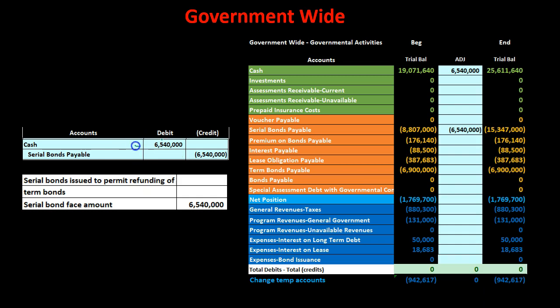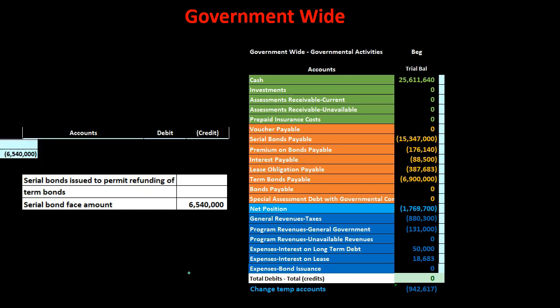If we record this out, we're going to say cash debit. Cash has a debit balance. We're increasing it in the debit direction. Then the other side is going to go to the serial bonds payable. Here's the bonds payable. It's going up in the credit direction to the total credit balance here. So that's our first transaction.